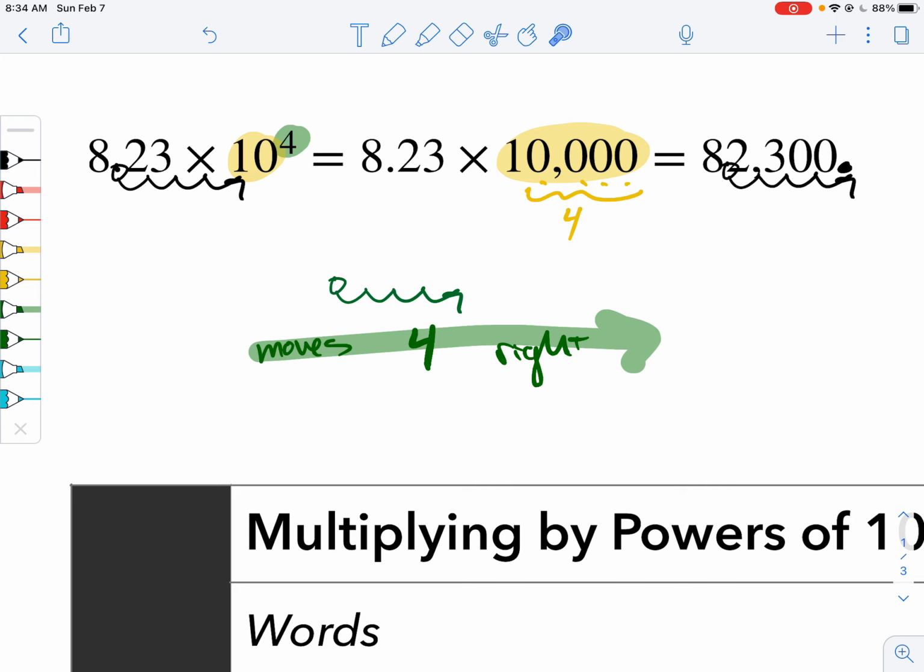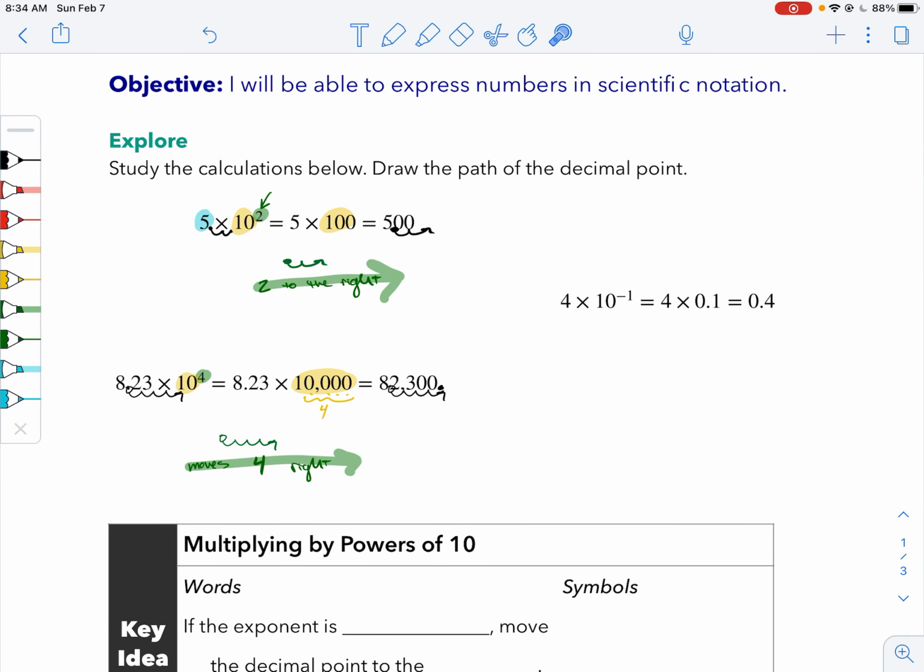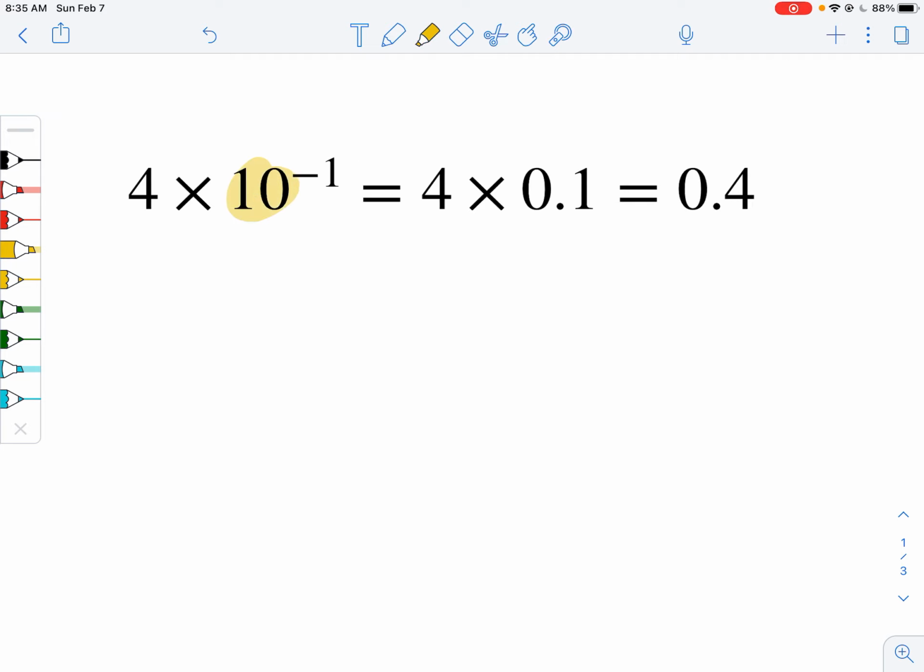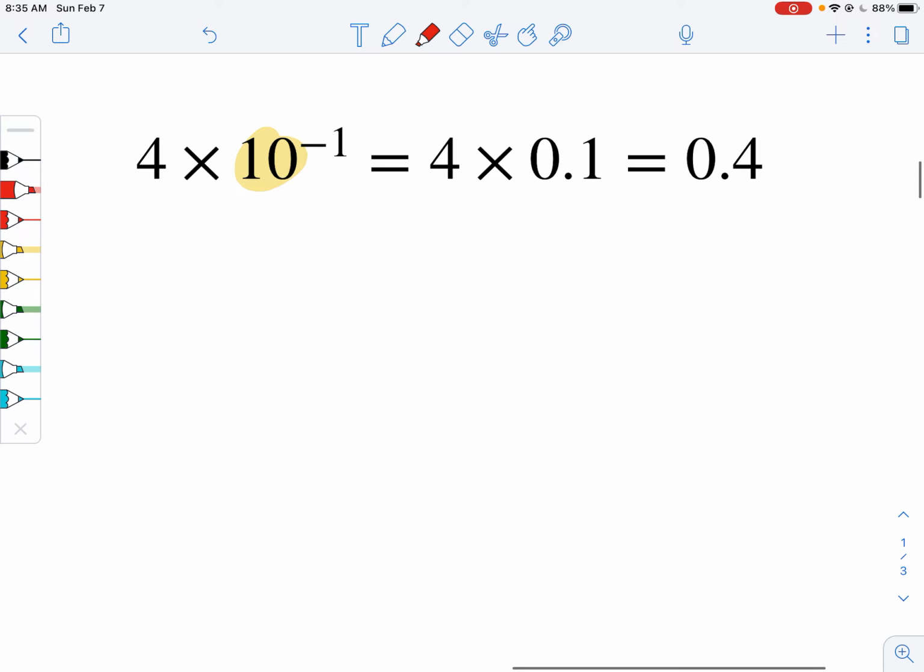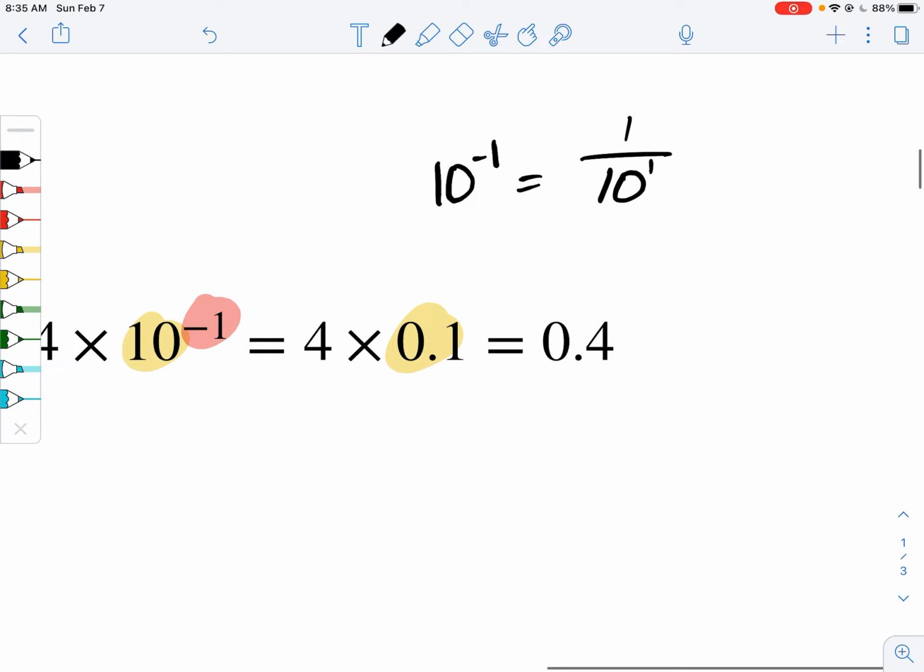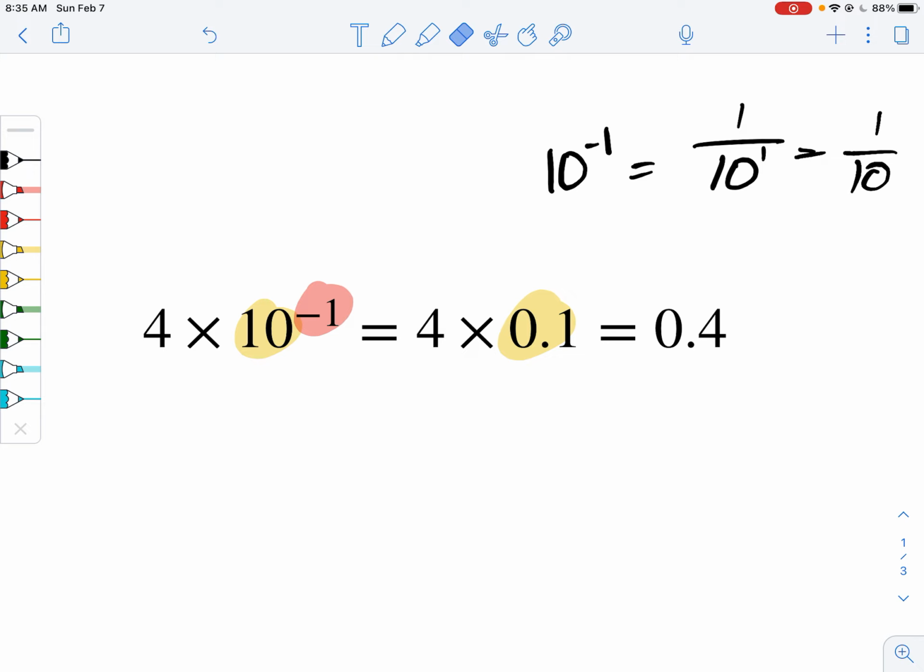So far we've got positive exponents. We're moving to the right. Let's look at this guy. What happens if we take a power of 10, but this time we've got a negative exponent? What are we going to do with that? 10 to the negative 1 is 0.1, 1/10. You'll remember from negative exponents, 10 to the negative 1 is the same thing as 1 over 10 to the first power, which is 1/10. And that's exactly what this is, 1/10 in decimal form.